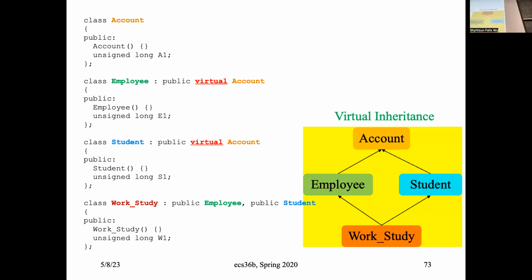Any questions? So I just told you syntactically, there are two notions of multiple inheritance. One is called multiple inheritance, where you have multiple copies of the grandparent, but then you can consolidate them using virtual inheritance. Okay.